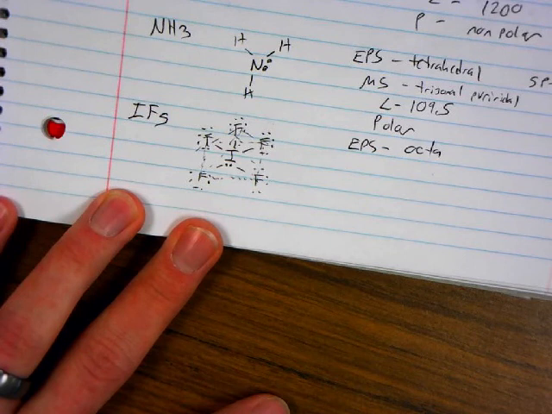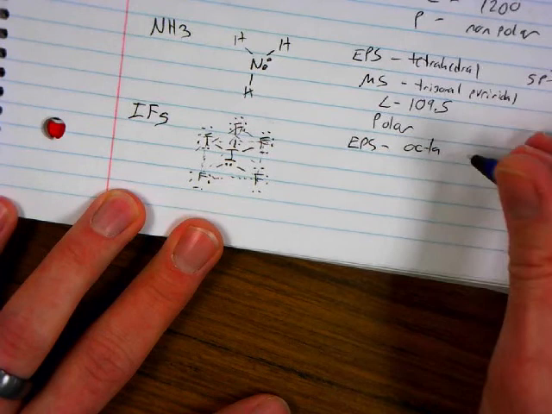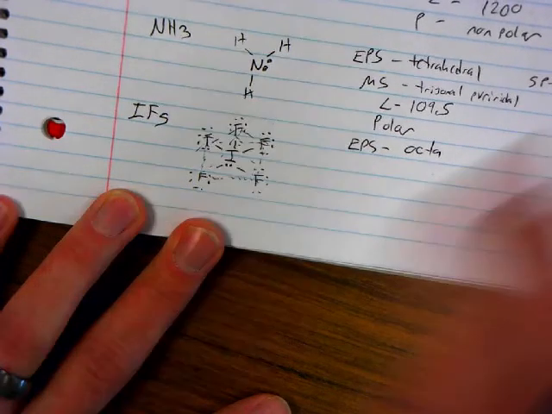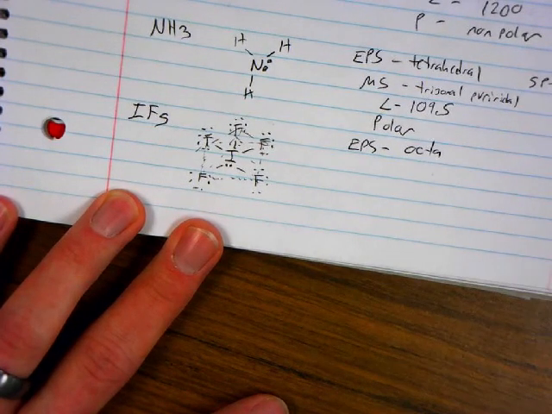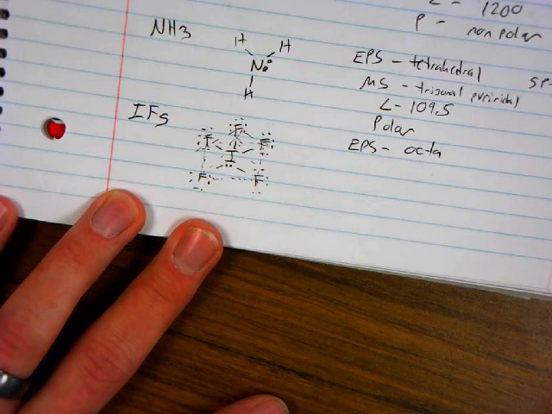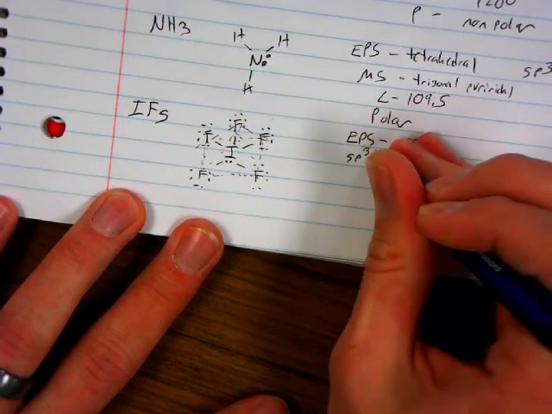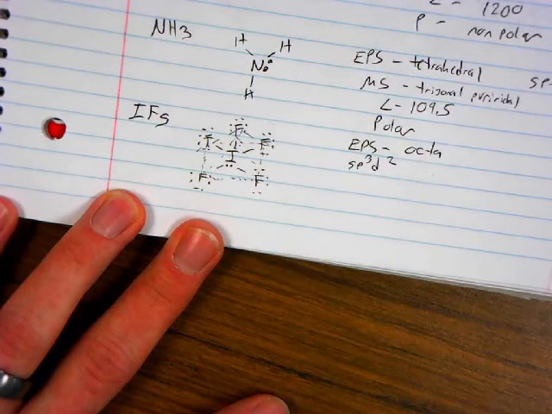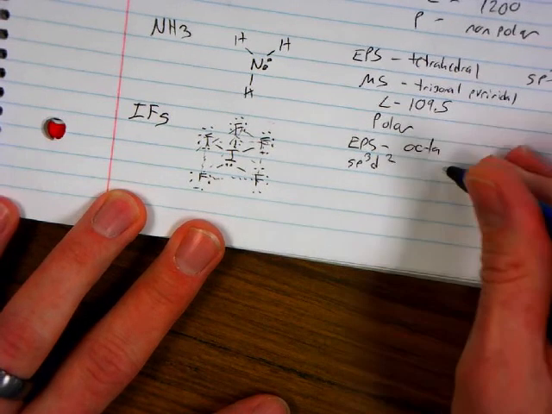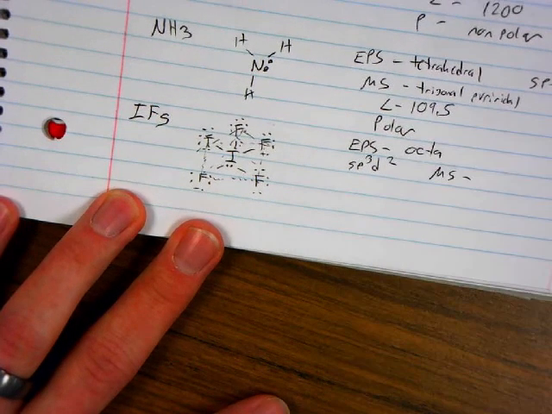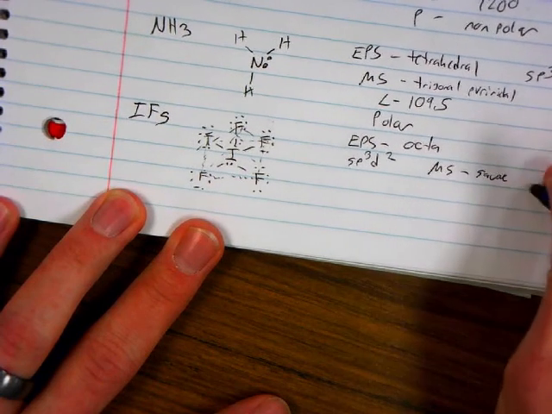EPS on this one, how many sites? 6. So this is octahedral, or you could say square bipyramidal. I forgot, it's either octahedral or square bipyramidal. I'm square bipyramidal right now. Hybridization is sp3d2. Excellent.